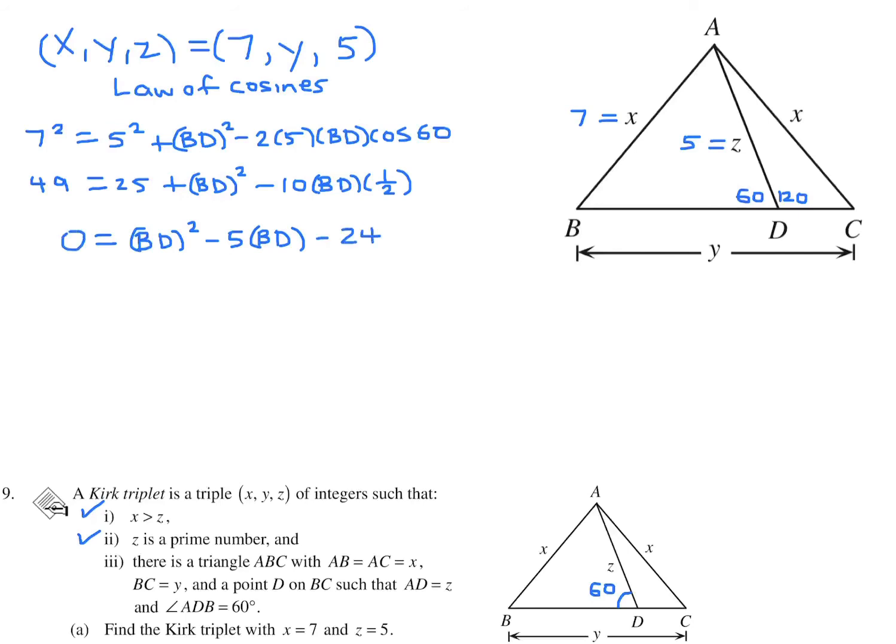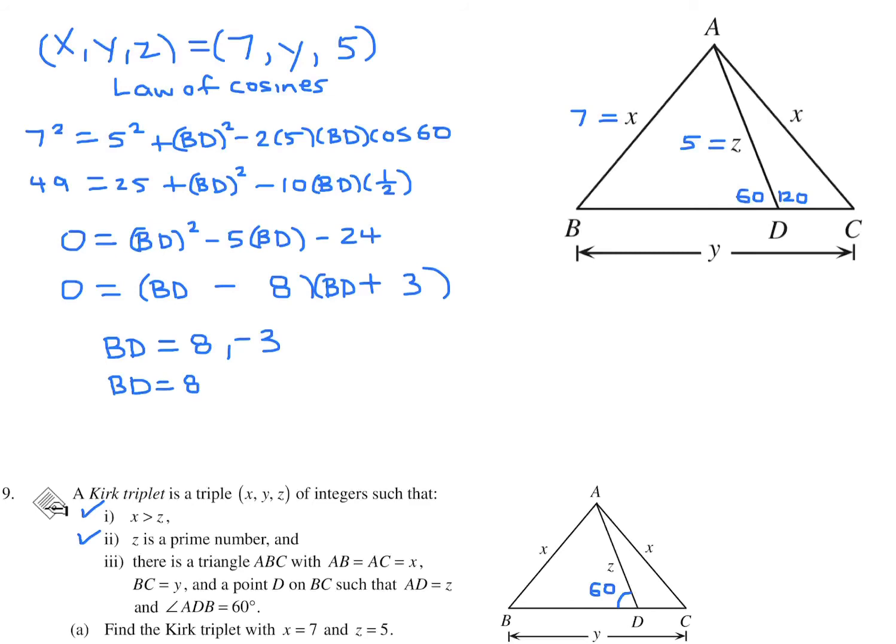All equal to 0. Now does this factor? I believe it does, BD minus 8 and plus 3. So BD is equal to either 8 or negative 3. Well, obviously it can't be negative 3 because BD is a distance. So therefore BD is equal to 8.